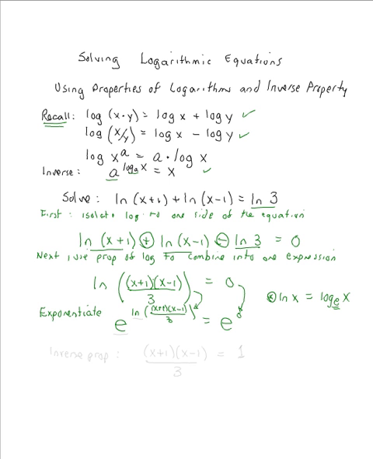Now we have our e and our natural log. These are inverses. This is where we can take advantage of our inverse property. e and the natural log cancel each other out as inverses. I will be left only with the argument x plus 1 times x minus 1 over 3. On the right-hand side of the equation, we have e to the 0, but any non-zero base raised to the 0 power is 1. So we have the resulting equation, x plus 1 times x minus 1 over 3 equal to the number 1.